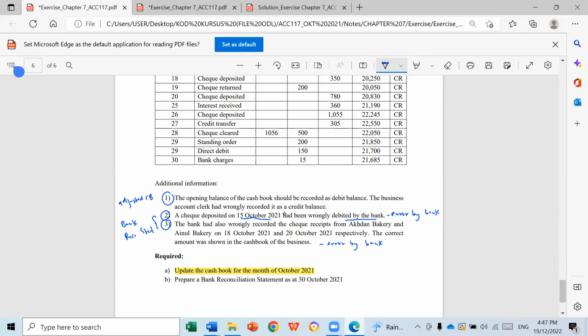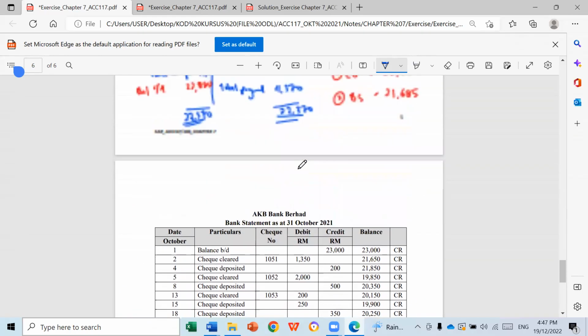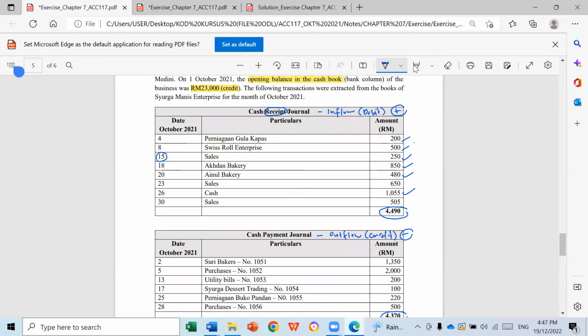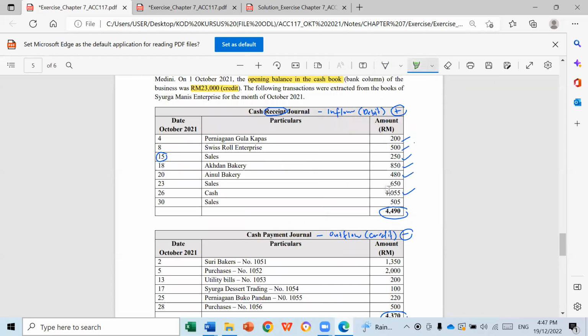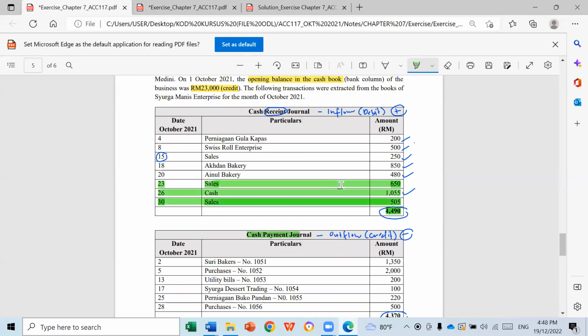Right, we have not finished yet. Let us highlight those items that appear in the cash book but do not appear in the bank statement. I'm going to use green color. We have two items here, the 23rd October and the 30th October. Remember, these are called uncredited cheques. So this item is called an uncredited cheque.